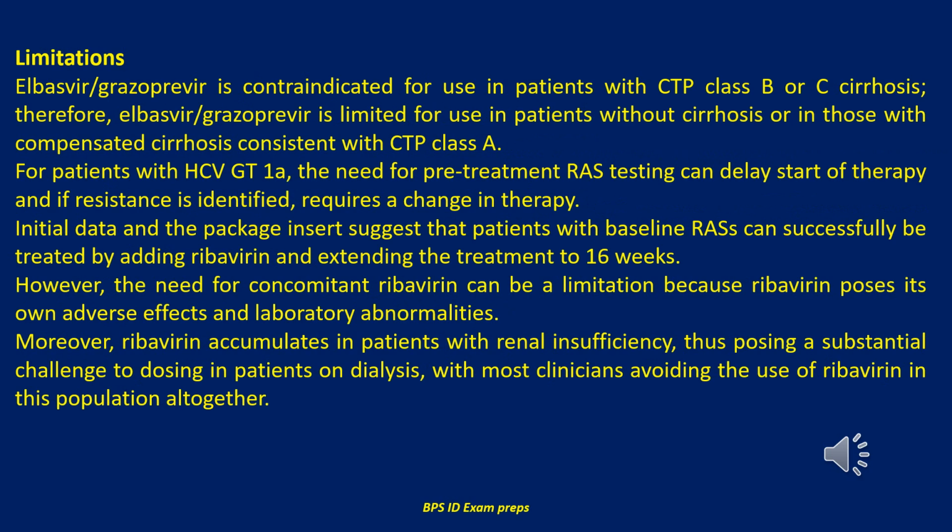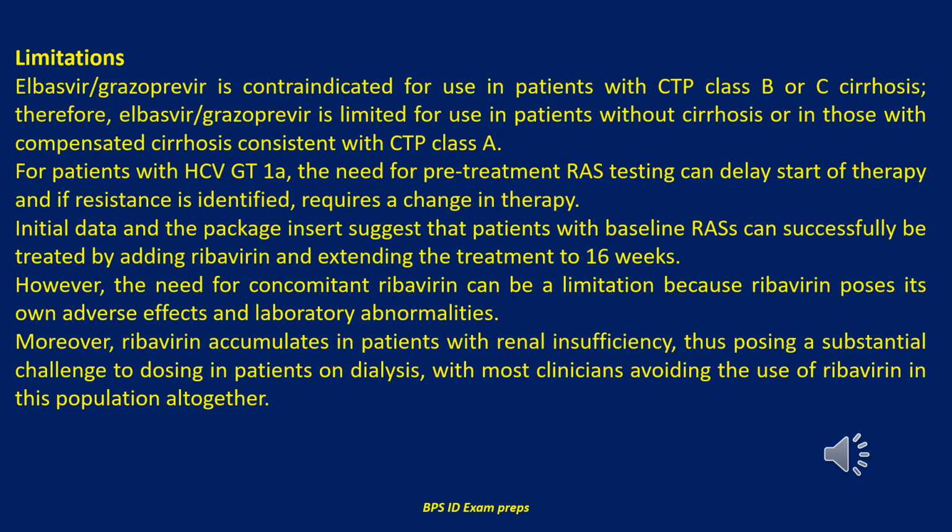Next we will discuss the limitations. Elbasvir plus grazoprevir is contraindicated for use in patients with CTP class B or C cirrhosis. Therefore, elbasvir plus grazoprevir is limited for use in patients without cirrhosis or in those with compensated cirrhosis consistent with CTP class A. For patients with HCV genotype 1A, the need for pre-treatment RAS testing can delay start of therapy and if resistance is identified, requires a change in therapy.